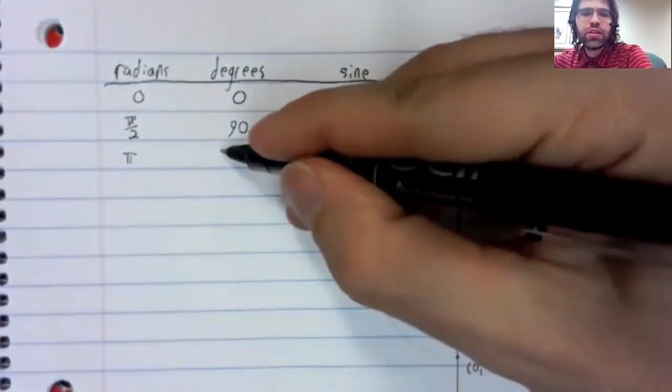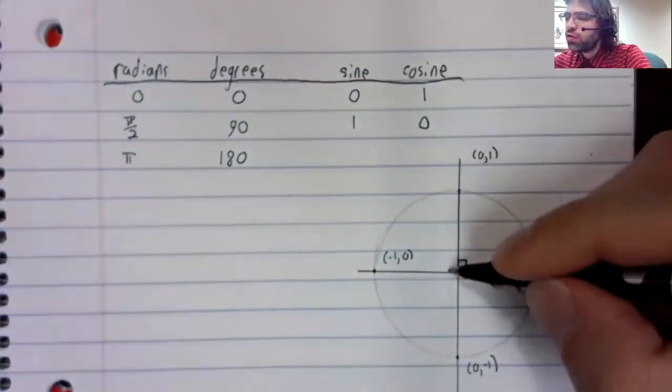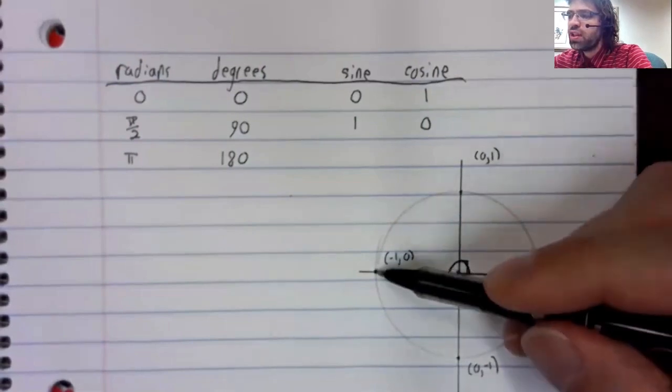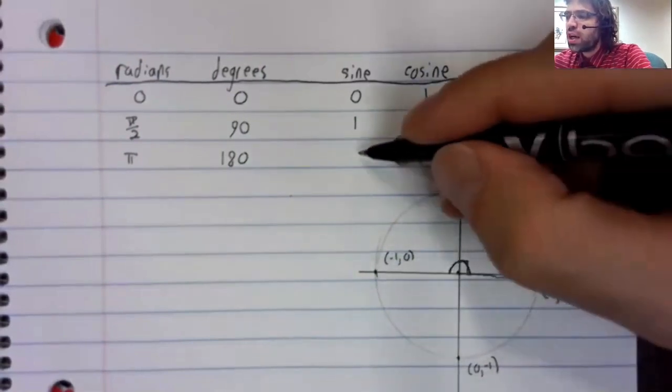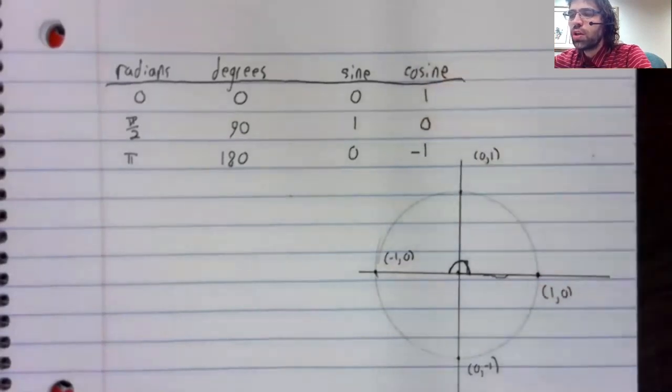Pi radians, that's 180 degrees. That puts us here. The sine is 0. The cosine is -1.